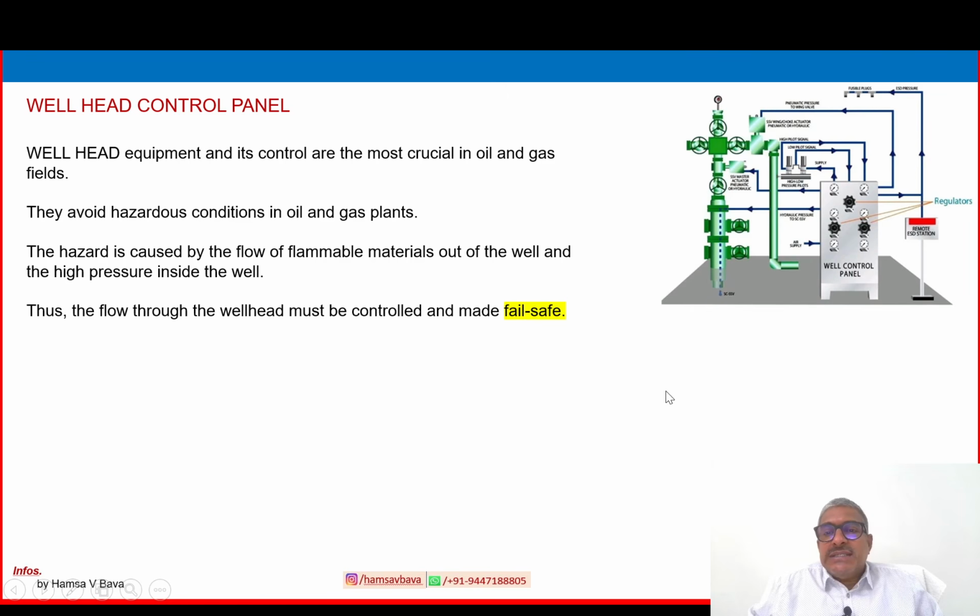In instrumentation systems, most of the shutdown valves and the control valves work in a fail safe mode. You can view my instrumentation module, where it is well explained. That is why wellhead control panels are employed. For the fail-safe operation of the entire wellhead system, we employ the wellhead control panel.